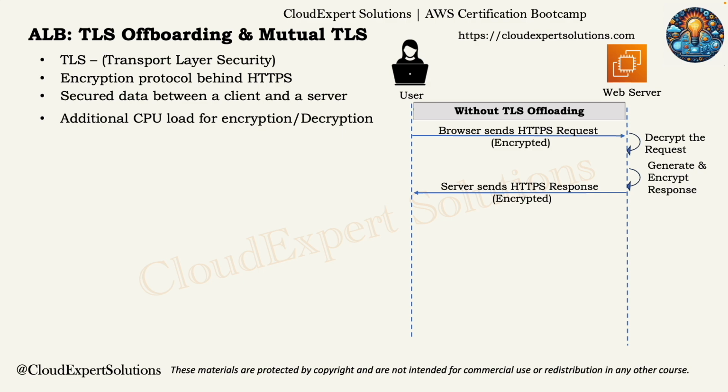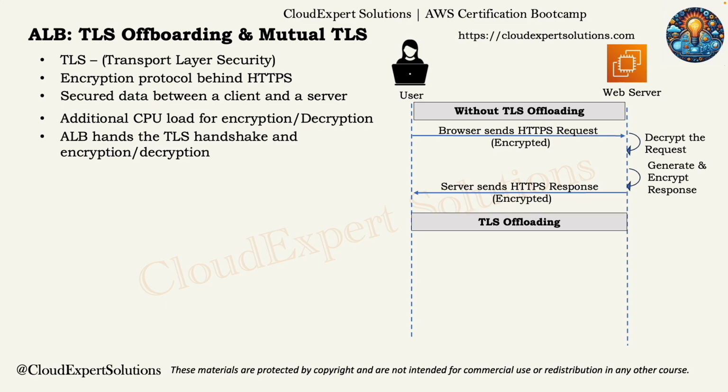Now to eliminate this, application load balancer offers TLS offloading. TLS offloading means the application load balancer handles the TLS handshake and the encryption and decryption, and your backend EC2 instance does not have to perform all those encryption and decryption steps. Now let's review the process with TLS offloading. That means your application is behind an application load balancer. Now the user's browser sends an HTTPS request. That means the request will be encrypted.